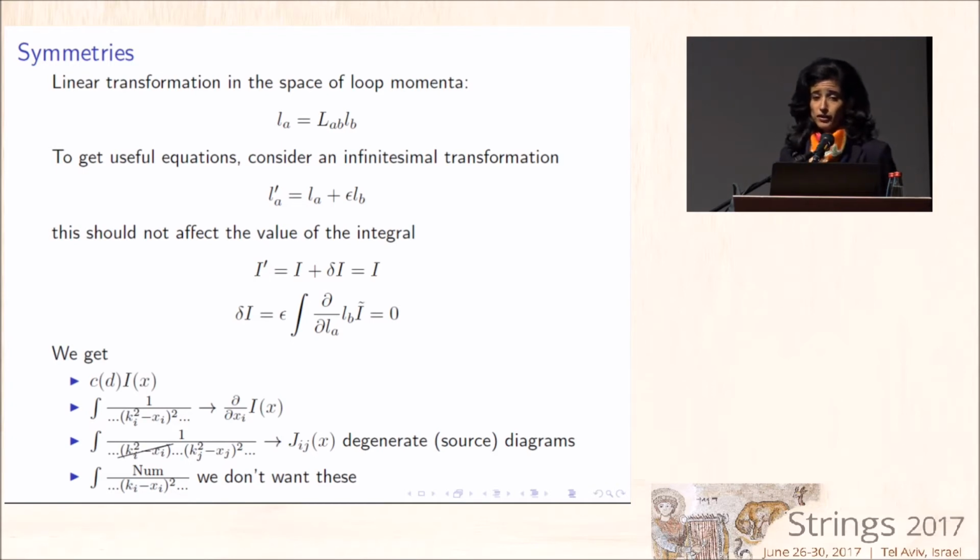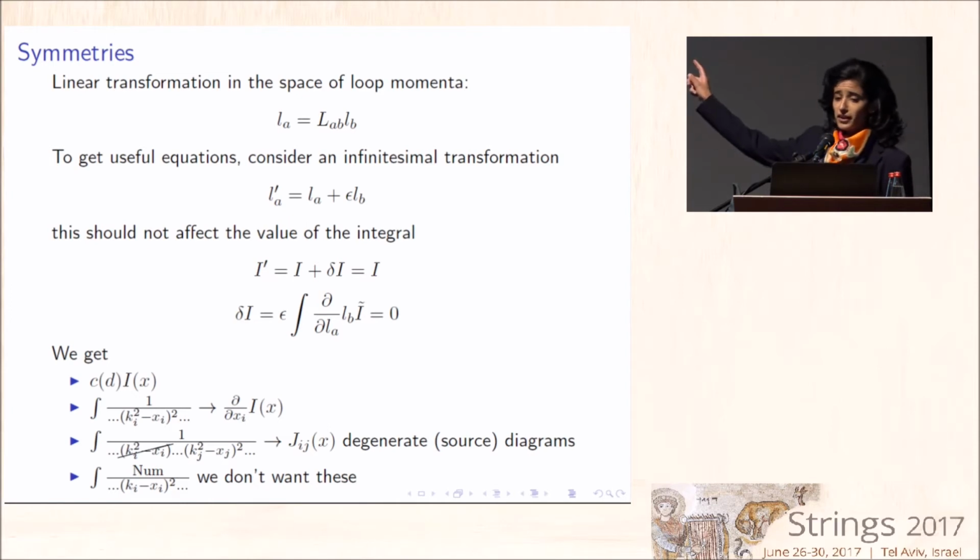Now, to get useful equations from these symmetries, let's consider an infinitesimal transformation where we transform the momentum flowing in loop A by a little bit of the momentum flowing in loop B. And this, of course, should not affect the value of the integral, since this is merely a change of integration variables. But nevertheless, it gives us useful equations, as written, delta I equals 0.